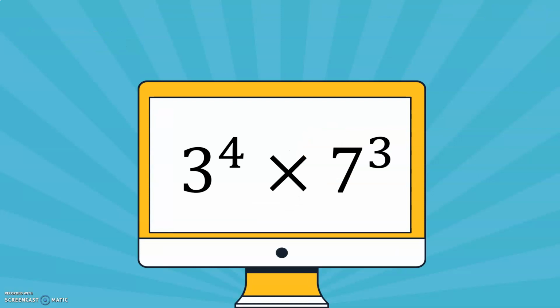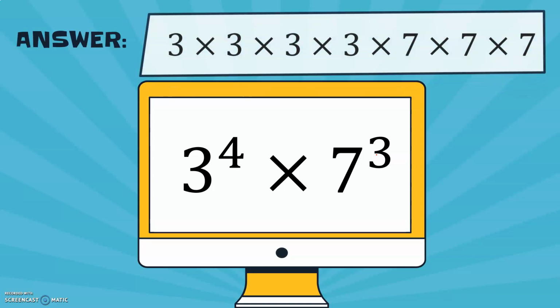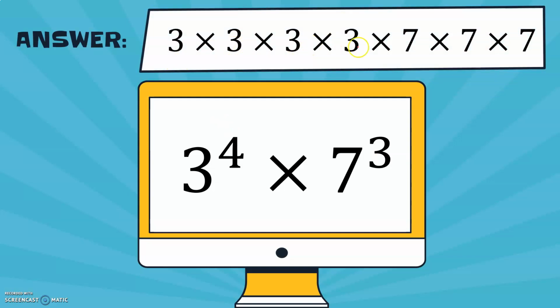Next one, 3 raised to the power of 4 times 7 raised to the power of 3. In here, we have two exponential notations. First is 3 raised to the power of 4. So that means we will use 3 four times as a factor. On the other hand, we have 7 raised to the power of 3. So it means that we will use 7 three times as a factor. So in factored form, it will be 3 times 3 times 3 times 3, these are four 3s, times 7 times 7 times 7, these are three 7s.